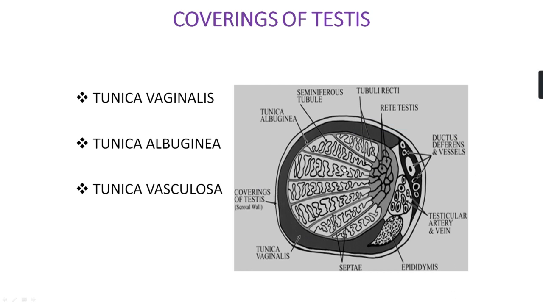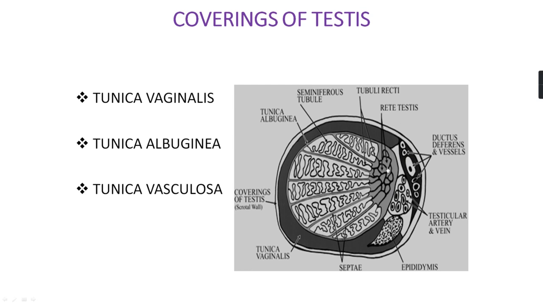Okay, now the tunica albuginea. This is the tunica albuginea. It is a dense white fibrous coat covering the testis all around. You can see here. It is covered by the visceral layer of tunica vaginalis all over except at the posterior aspect, from where the testicular vessels and nerve enter into the gland.